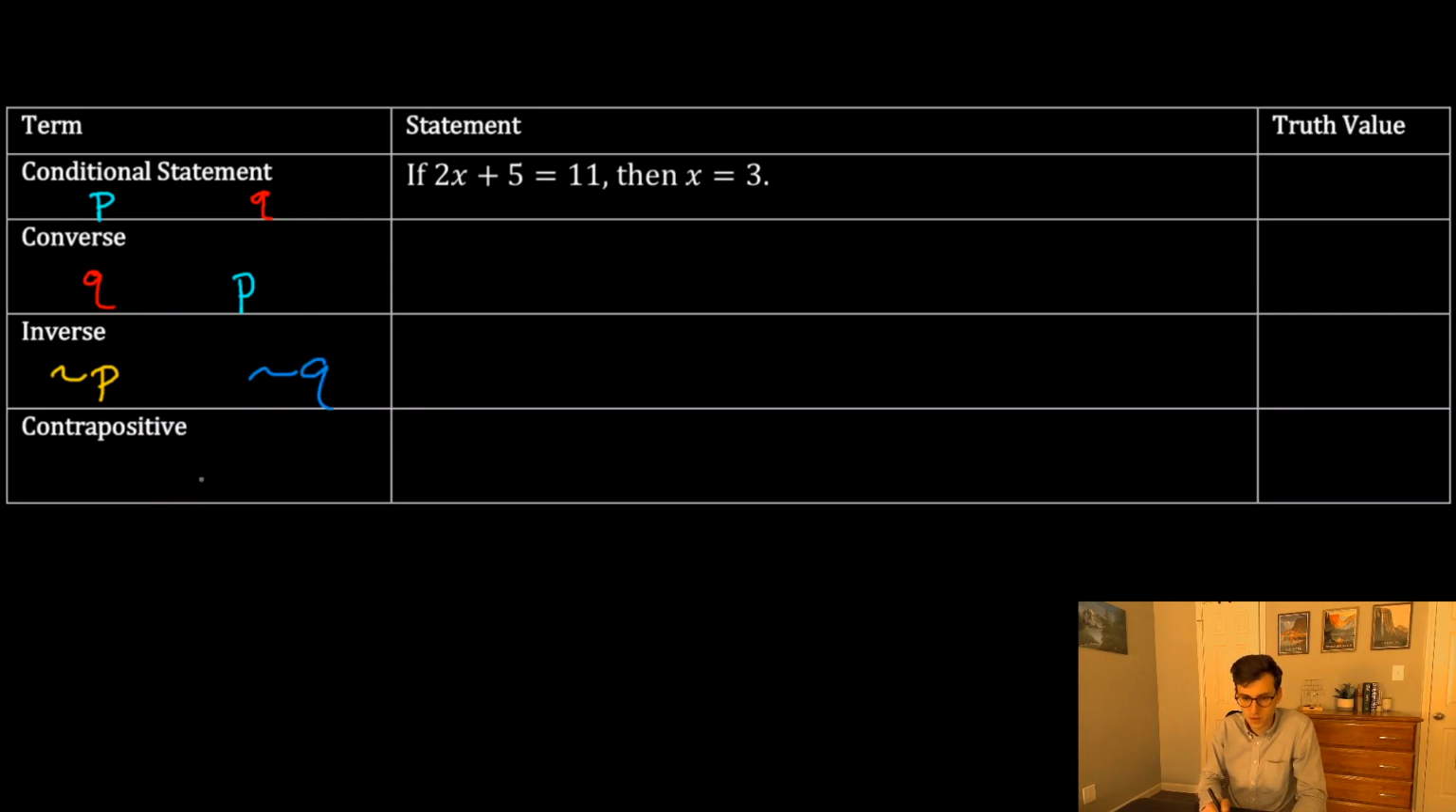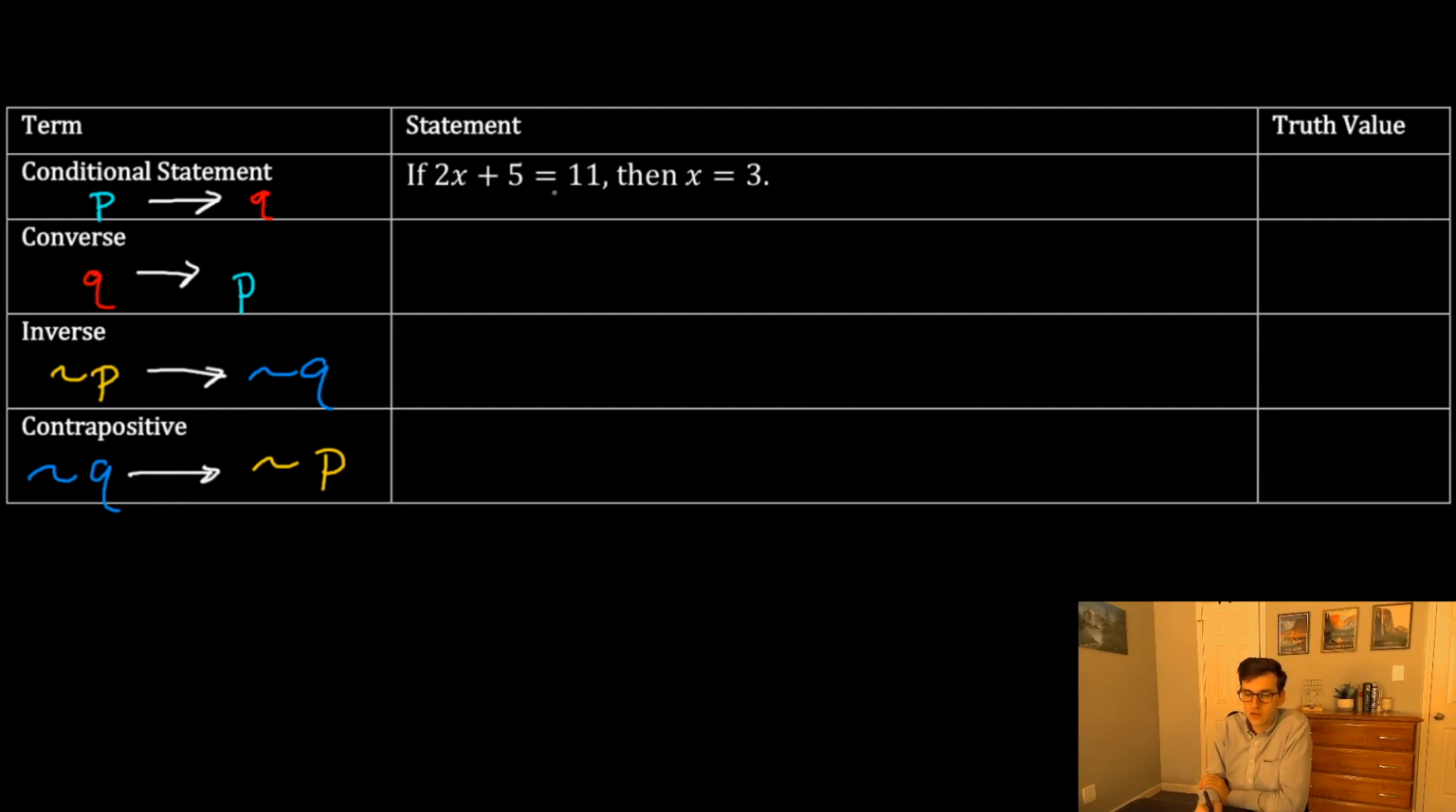Not Q. Contrapositive, we have not Q and not P. Okay. Oops. So let me draw my arrows in there. It was just easier to not worry about the colors. Okay. So let's try it out.